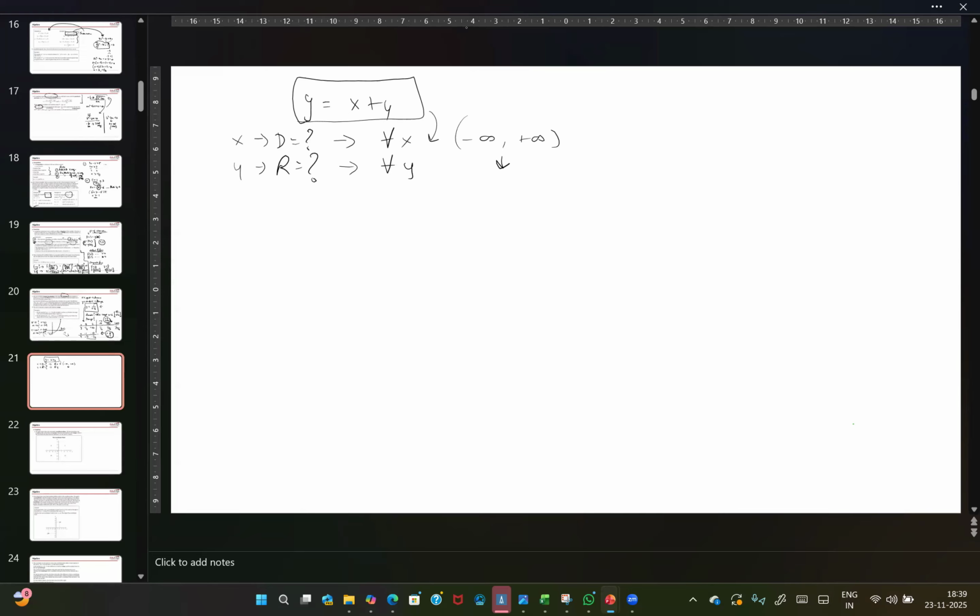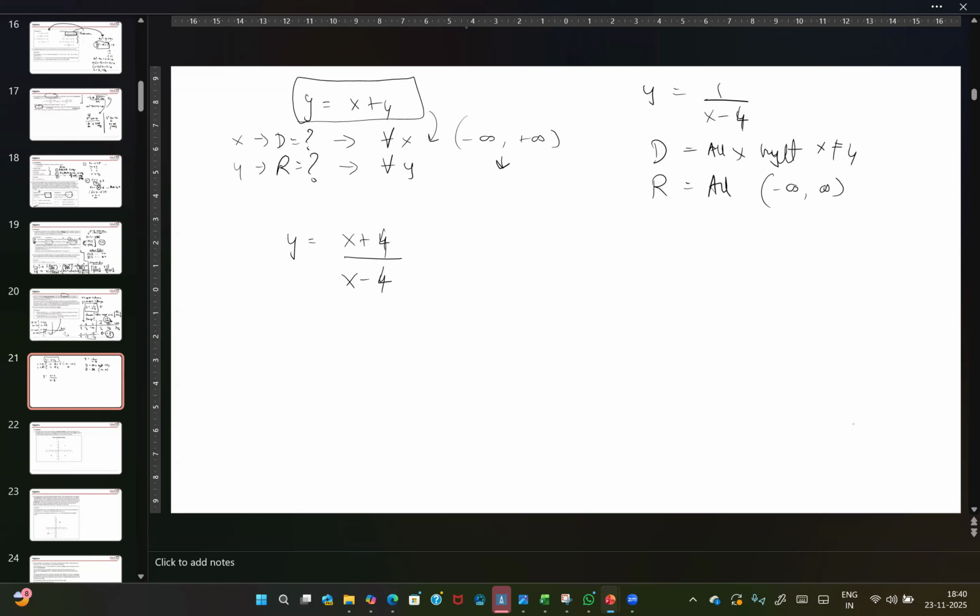Things become complicated when you have reciprocals inside. So for instance, if I give you y is equal to 1 upon x minus 4, we did that example, right? So the domain is all x, except x not equal to 4. Correct. And range is all, minus infinity to plus infinity.